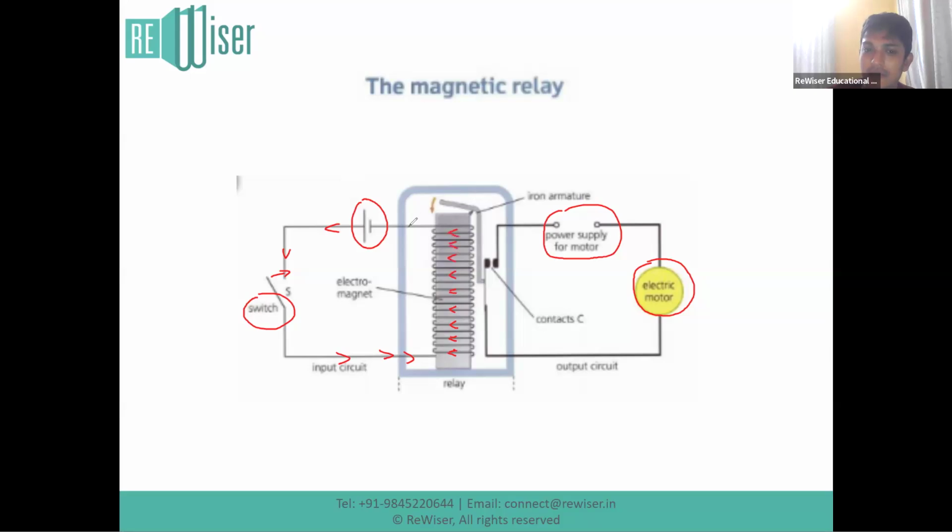As current flows through the coil, it will get magnetized. And when the coil is magnetized, this iron armature will bend down, because the iron armature is made up of soft iron, which can get easily magnetized and demagnetized.